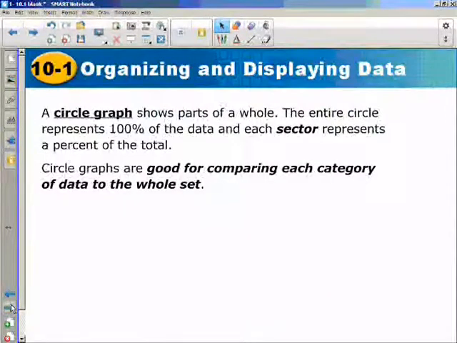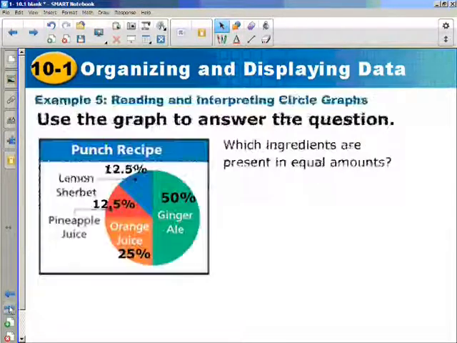All right, a circle graph. Our last graph shows parts of a whole. The entire circle represents 100% of the data, and each sector represents a percent of the total. Circle graphs are good for comparing each category of data to the whole set. So put this in your definition. There's a definition within this called sector. Notice that. That's what the wedges or pieces of the pie are going to be called.